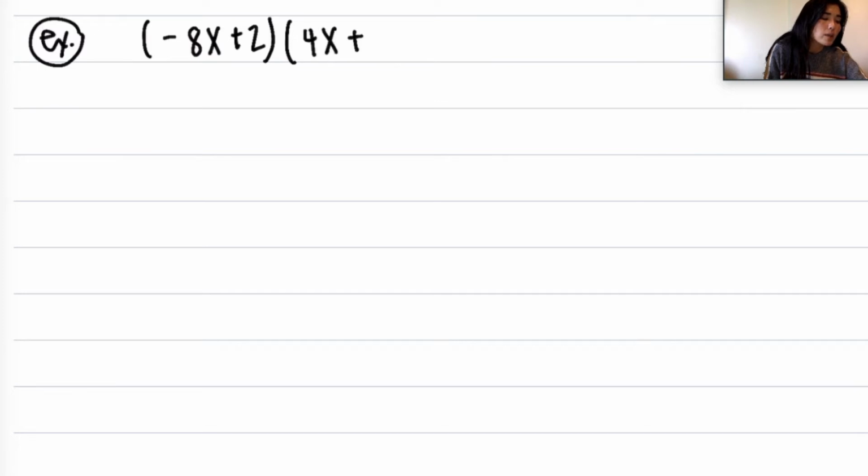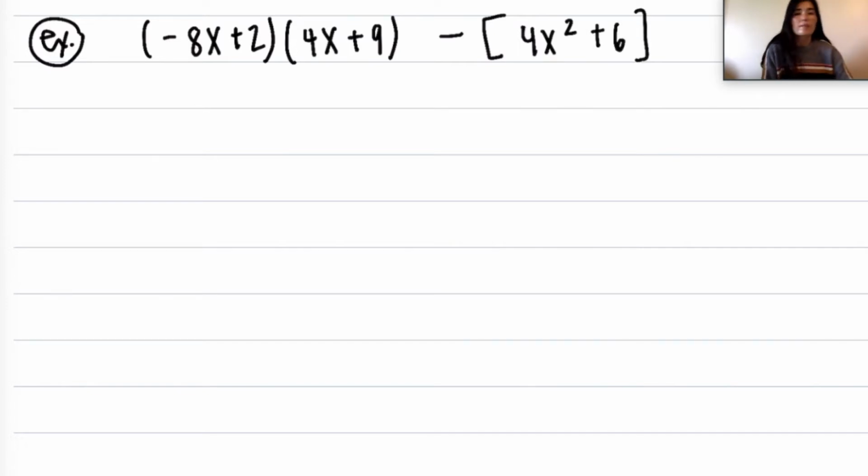So you can continue this in your notes, but let's say we have a problem that is, let's say, negative 8x plus 2 times, let's say, 4x plus 9. And then let's say this is subtracting 4x squared plus 6. All right, and so again, this problem has skills that you know how to do, but we just have to break them up. So it is going to be a multi-step problem.